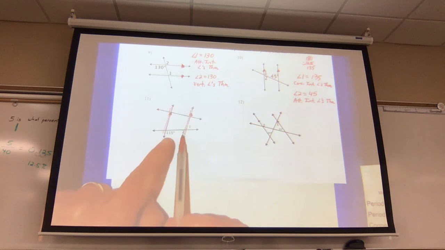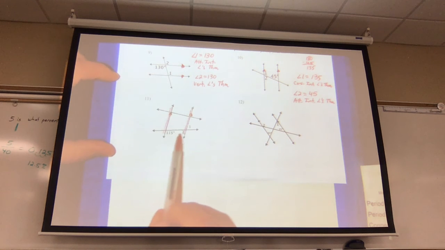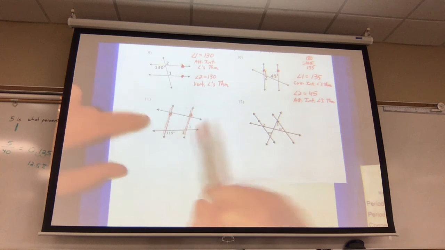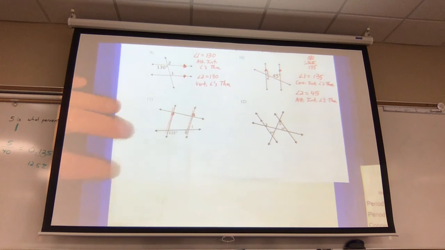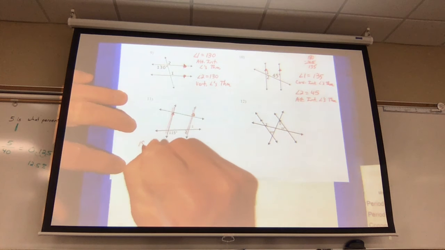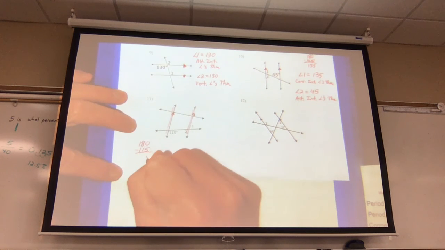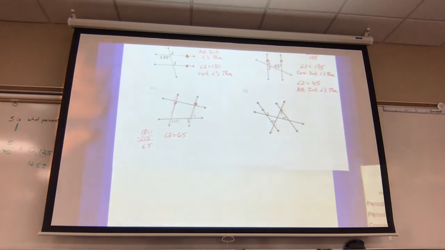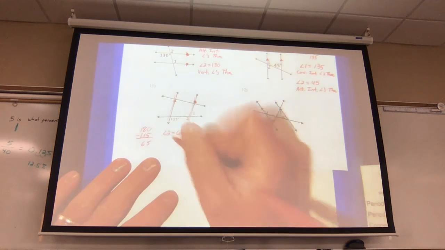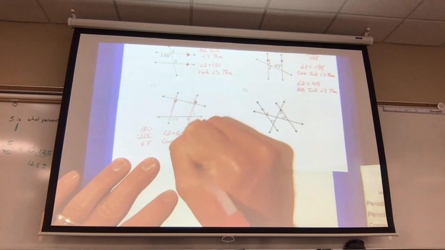And on this one, I'm going to start with angle 2. Doesn't really matter which one you start with. The 115 and angle 2 are consecutive interior angles. Our lines are parallel. So we'll test you guys out. What do you know about consecutive interior angles if the lines are parallel? Those are supplementary. They're going to add up to 180. So to find angle 2, I'll take 180 minus 115, which is 65. And then my reason, we said they're consecutive interior angles. That's the consecutive interior angles theorem.